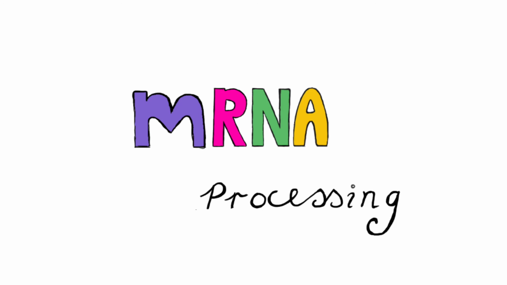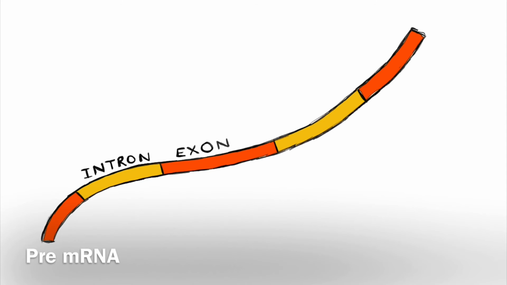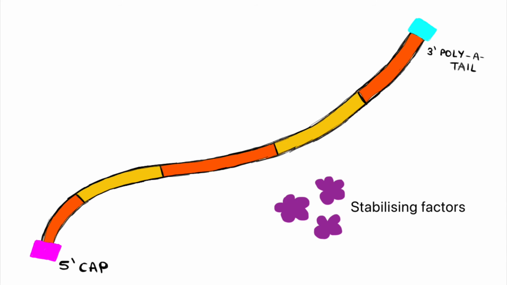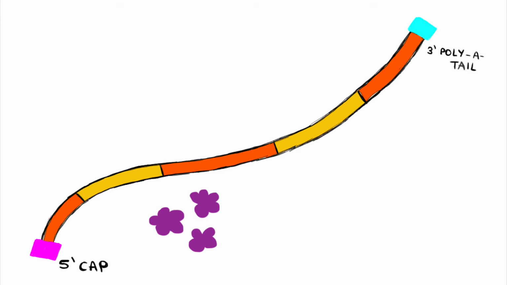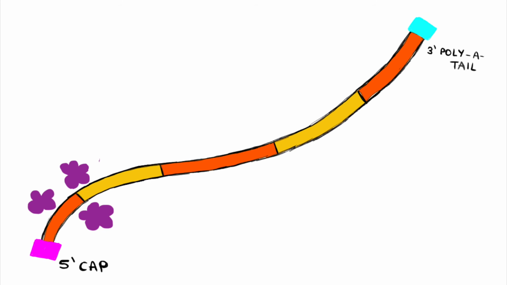The pre-mRNA must first be processed by the addition of a methylated cap and polyadenylated tail. The 3' end of the mRNA is moved into the correct configuration for cleavage. Stabilizing factors are then added to the complex. Poly-A polymerase now binds to the mRNA and cleaves the 3' end.